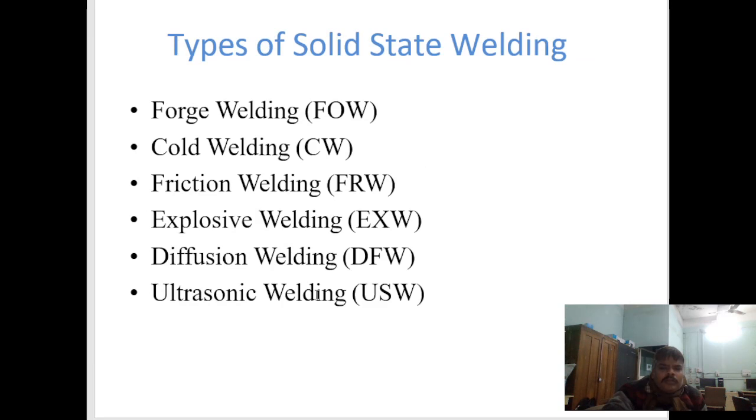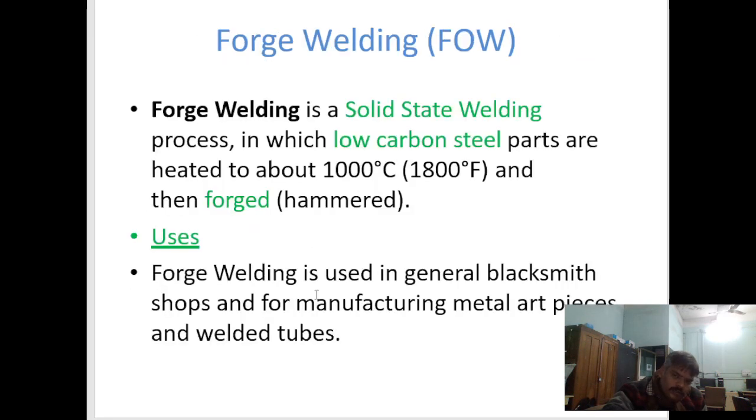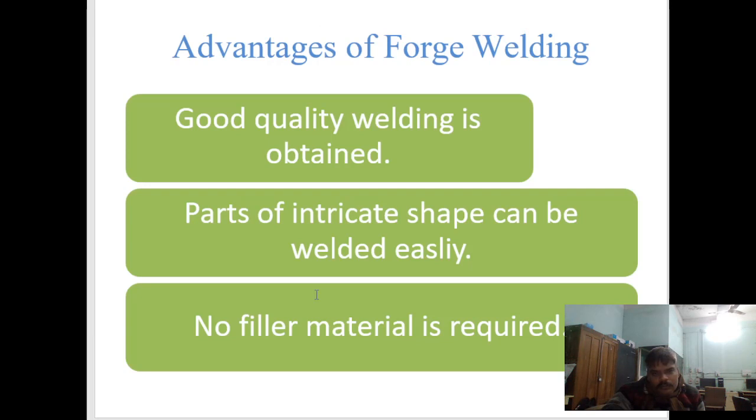Types of solid state welding: forge welding, cold welding, friction welding, explosive welding, diffusion welding, ultrasonic welding. Forge welding is a solid-state welding process in which low-carbon steel parts are heated to about 1000 degrees Celsius and then forged. Forge welding is used in general blacksmith shops and for manufacturing metal art pieces and welded tube.